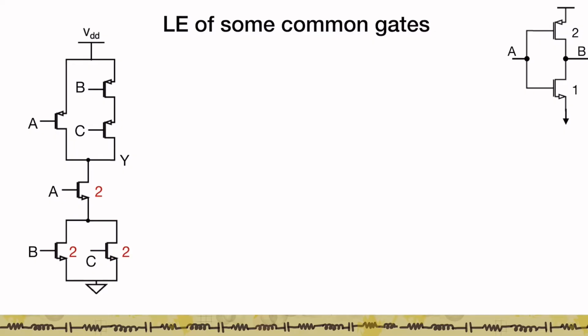And so if I'm now going to size up the pull down stack, in the worst case, the pull down stack consists of 2 NMOSs connected in series, and so I will size them up as 2 and 2, that is twice the width of the NMOS in the inverter.